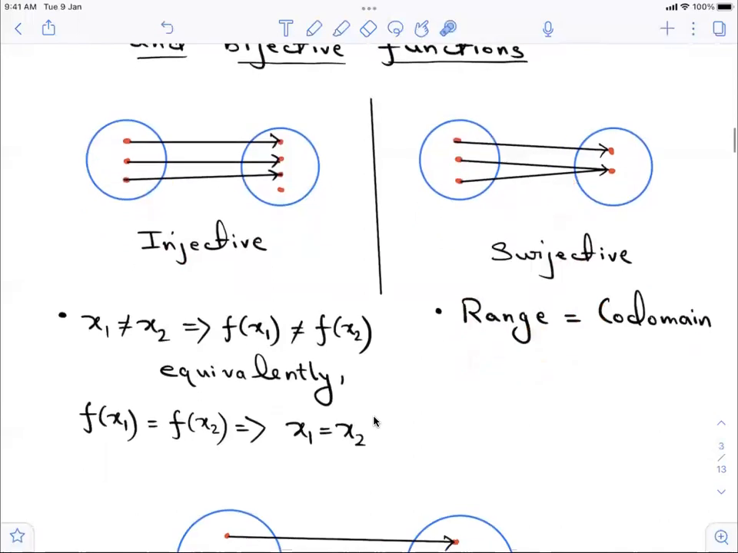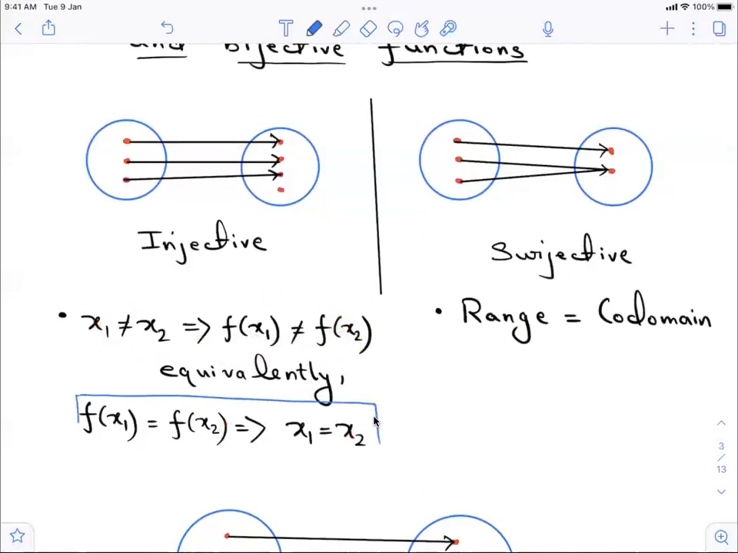So the mathematical way of checking whether a function is injective or not: two distinct inputs should imply their outputs are also distinct. This can be mathematically stated as x1 not equal to x2 implies f(x1) is not equal to f(x2). And this is equivalent to saying, like in the previous case, I'll let you think about this, that f(x1) equals f(x2) should imply x1 equals x2. So for a function to be injective, all you have to do is check this part over here.